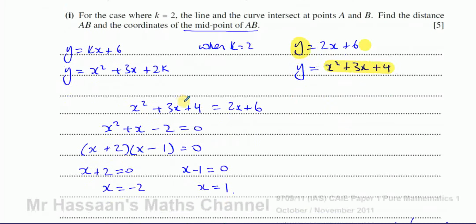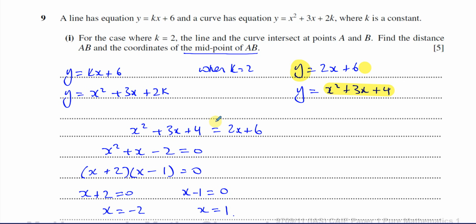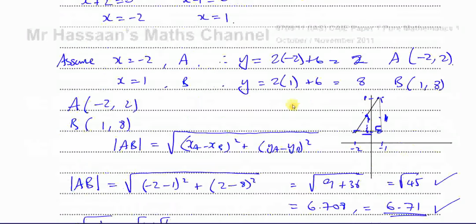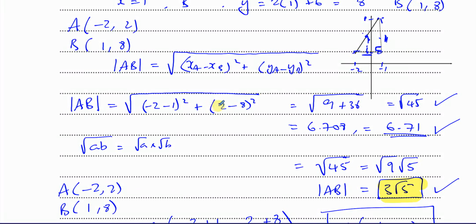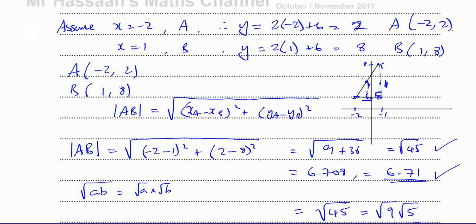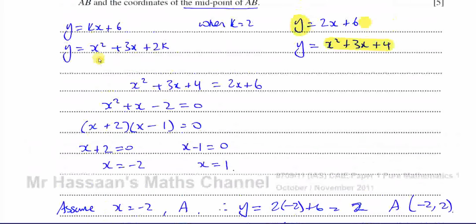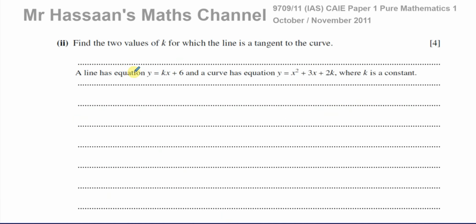As I mentioned, the first part is about solving linear and quadratic equations simultaneously. The second half of this question was more to do with straight line graphs, finding the midpoint and the length of a line segment. And now we're going to go on to part 2. Part 2 says find the 2 values of k for which the line is a tangent to the curve.